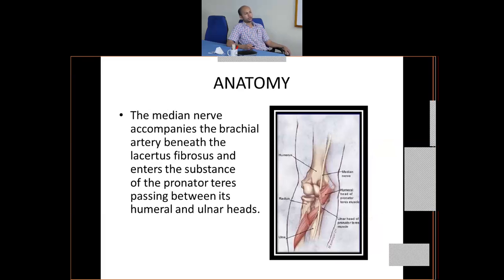Now, the median nerve accompanies the brachial artery beneath the lacertus fibrosus and enters the substance of the pronator teres, passing between its humeral and ulnar heads. Just have an idea of all these things. It will help you understand the pathology later on. So I'm just going through anatomy a little bit.